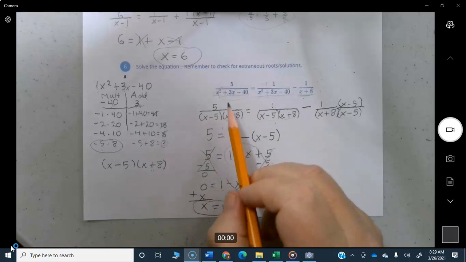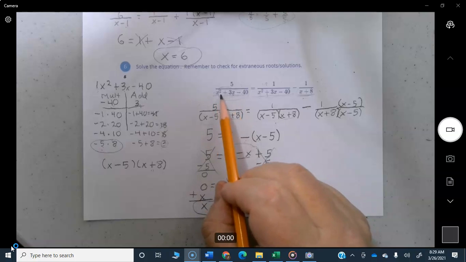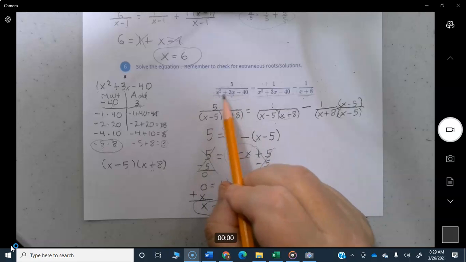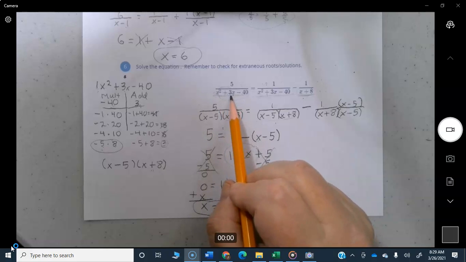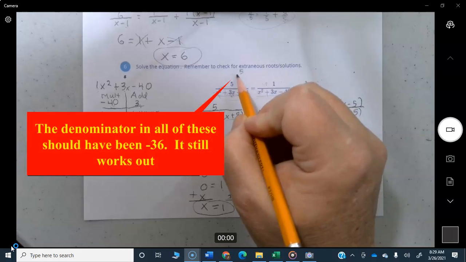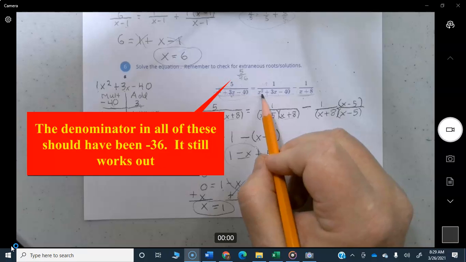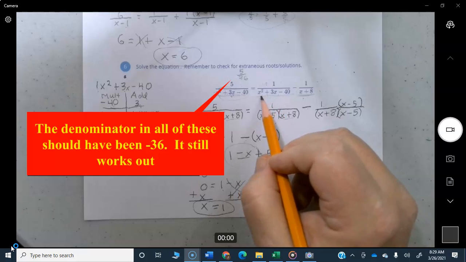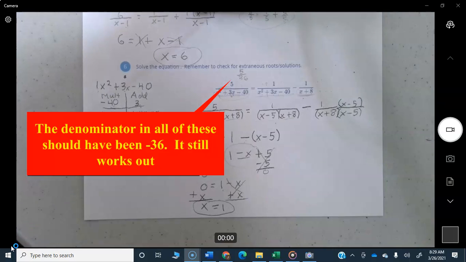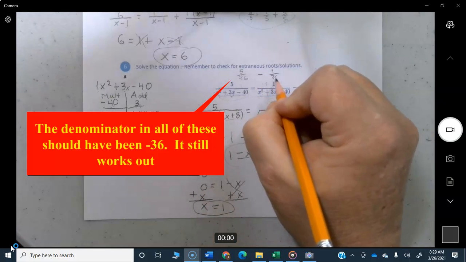Let's check it out real quick. 1 squared is 1, plus 3 times 1 is 3, so 1 plus 3 is 4. 4 minus 40 is negative 36. You have 5 over negative 36. Okay, again, 1 squared is 1. 3 times 1 is 3. 1 plus 3 is 4. Minus 40, again, is negative 36. So you have minus 1 over 36.